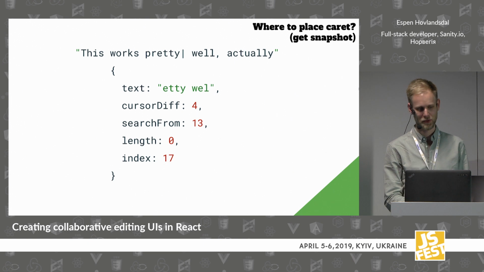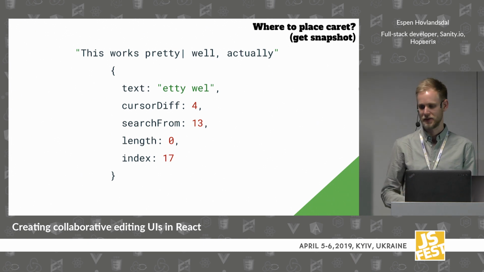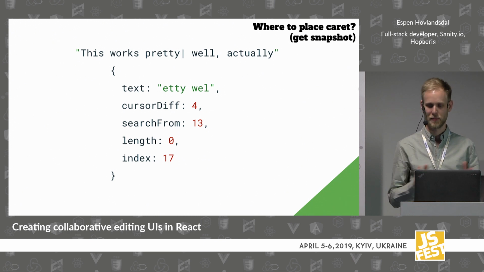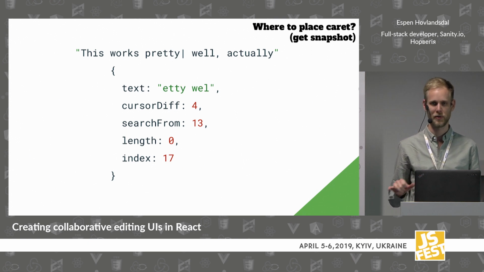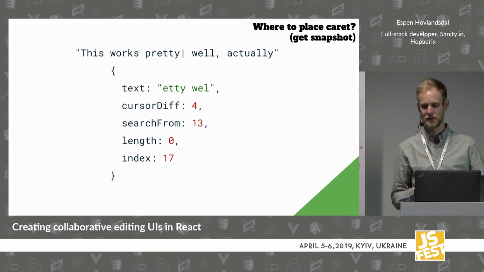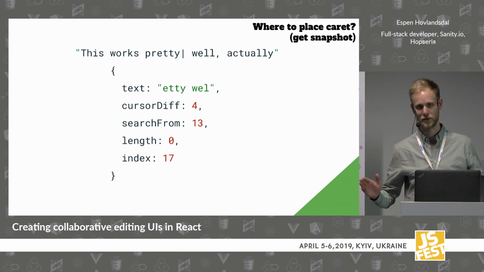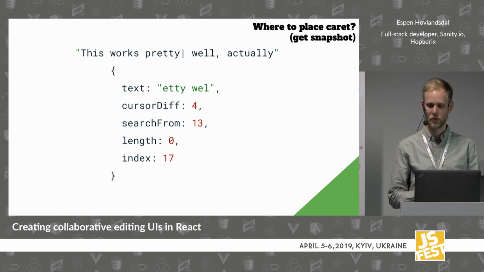I'm not saying this is the perfect solution, this is just what I came up with. But one way to look at it is, if your cursor is at the end of the word "pretty" here, then you get a snapshot of the text around that location. In this case, I'm capturing 4 characters before and after, and I capture that text. I also record the difference between the start of that text and the caret. Because if you're at the start of this line, then your cursor diff would actually be 0, and you'll just capture the first 4 characters. And then you want to record the approximate location of the caret. In this case, it's at index 13.